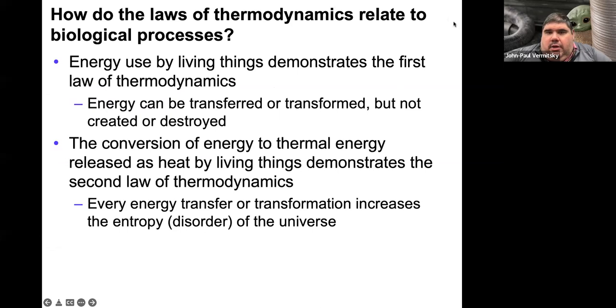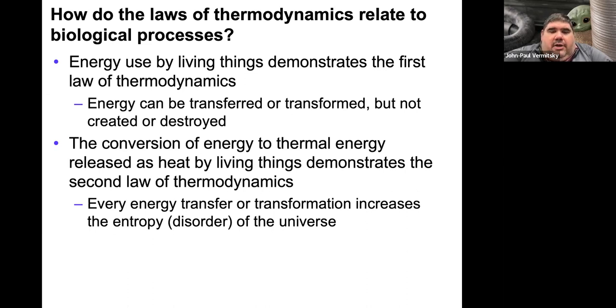Okay, good morning. So chapter 8 is the introduction of metabolism. So we're starting to change gears a little bit here and get into some processes that will occur within the cell. And metabolism is a big part of how cells are able to function. And the laws of thermodynamics are actually going to relate to biological processes in the sense that energy used by living things demonstrates the first law of thermodynamics.